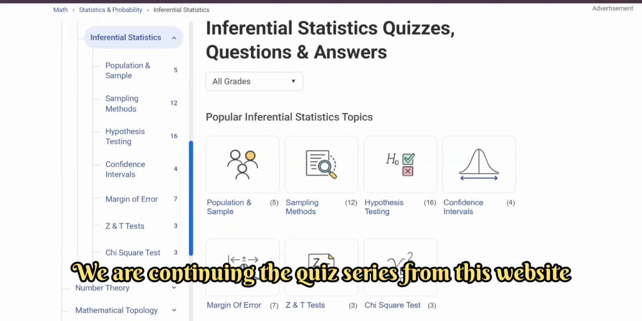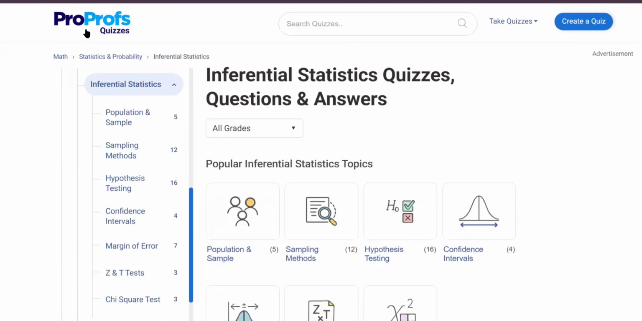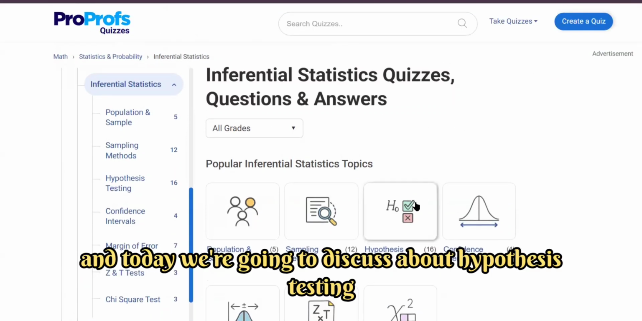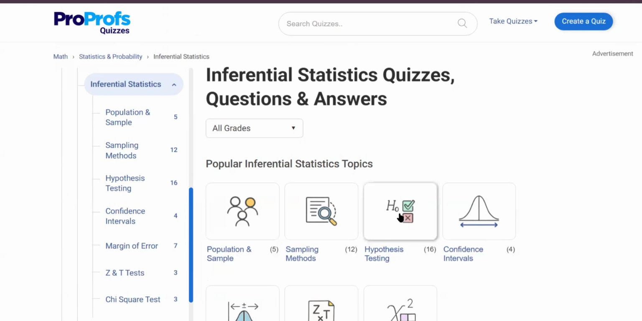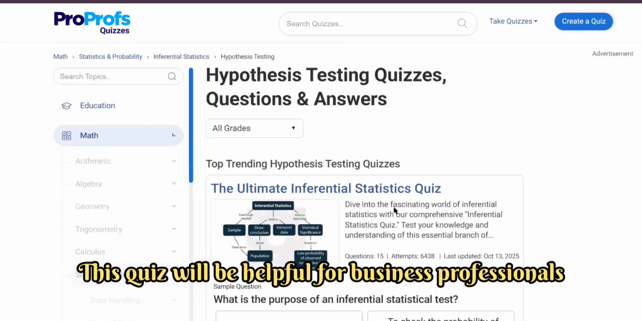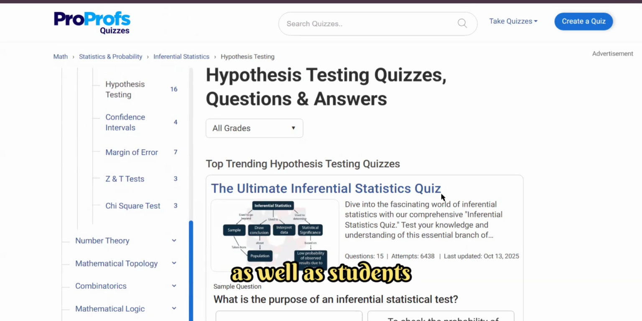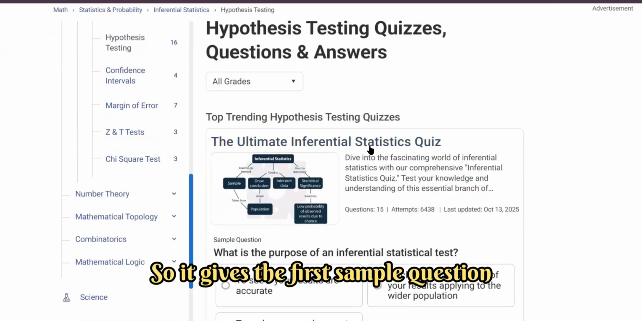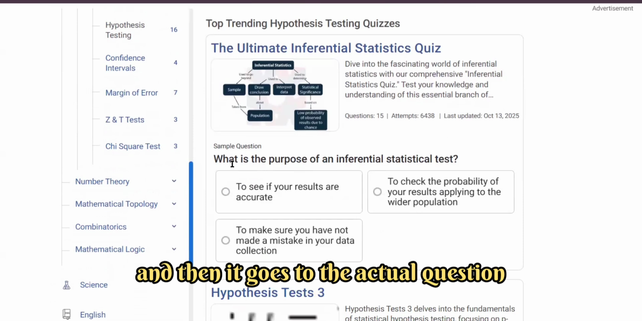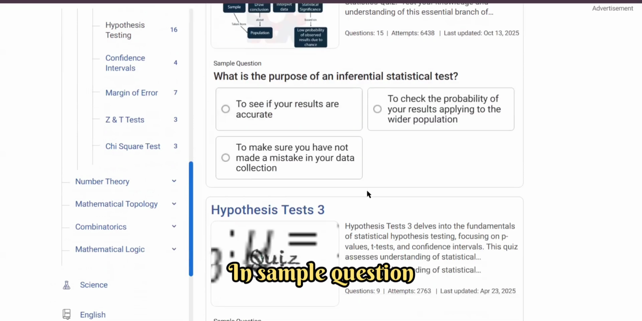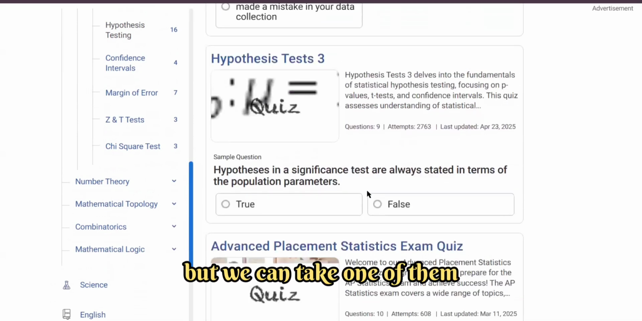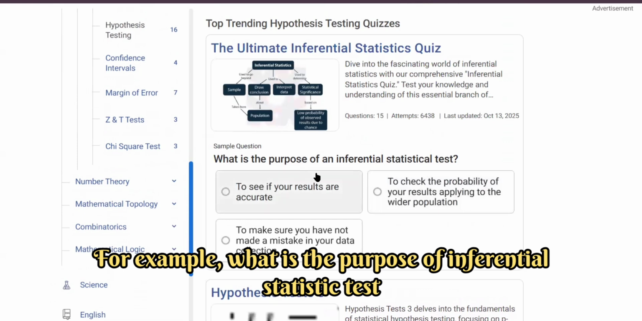We are continuing the quiz series from this website, and today we're going to discuss hypothesis testing. This quiz will be helpful for business professionals as well as students. It gives a sample question first and then goes to the actual questions. For example, what is the purpose of an inferential statistic test?